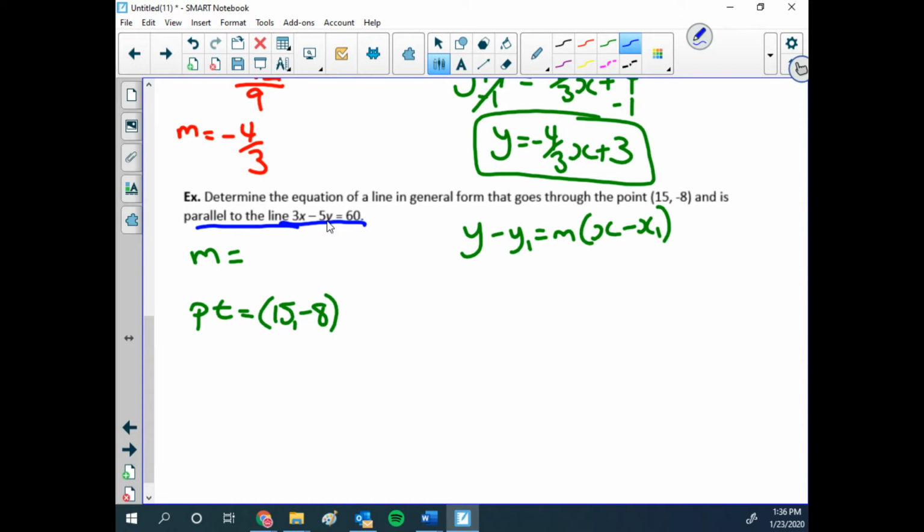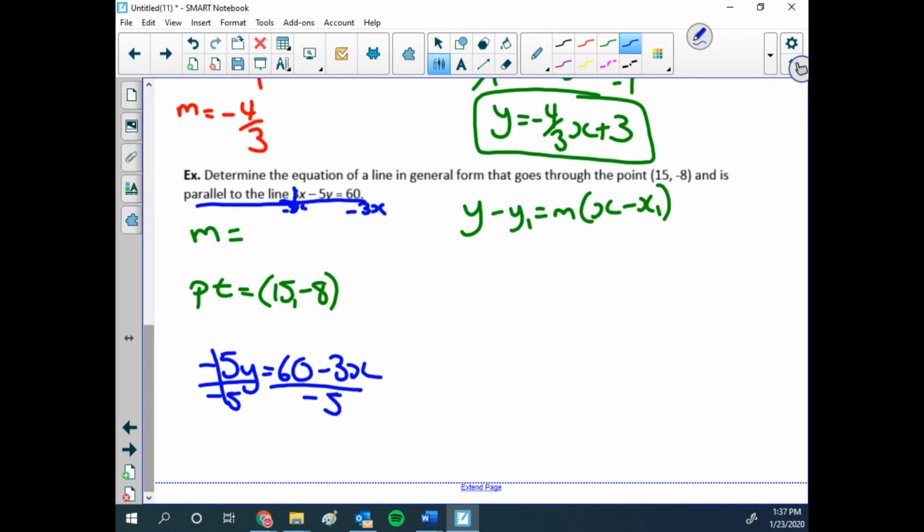So what a lot of people will do incorrectly is they'll say the slope is equal to 3. Why is that wrong? Right, we need to be in y equals to tell the slope. So I'd have to minus 3x, minus 3x. So -5y is equal to 60 minus 3x, and divide that by -5. Divided by 5. Plus 3 over 5 x. Yeah, thank you. Slope.